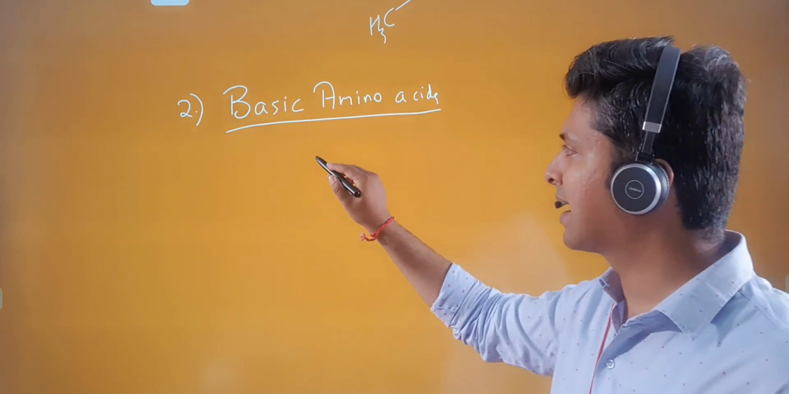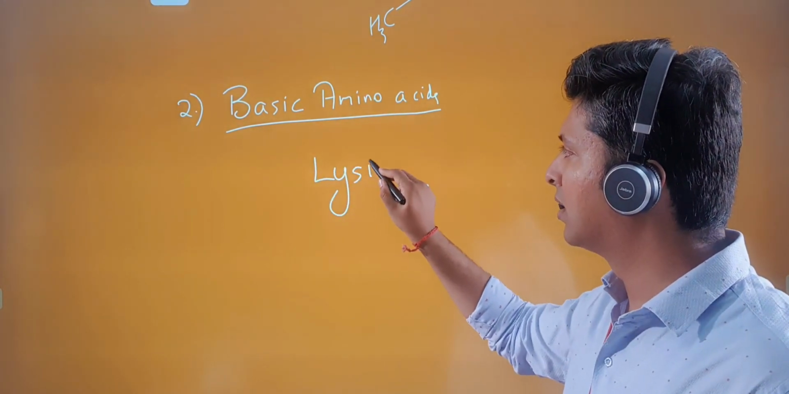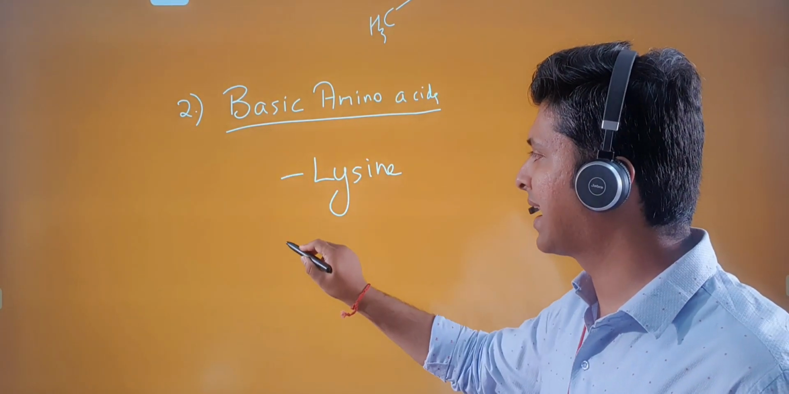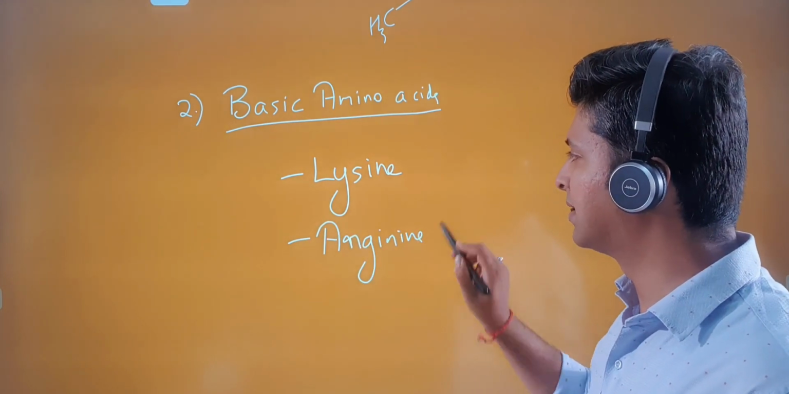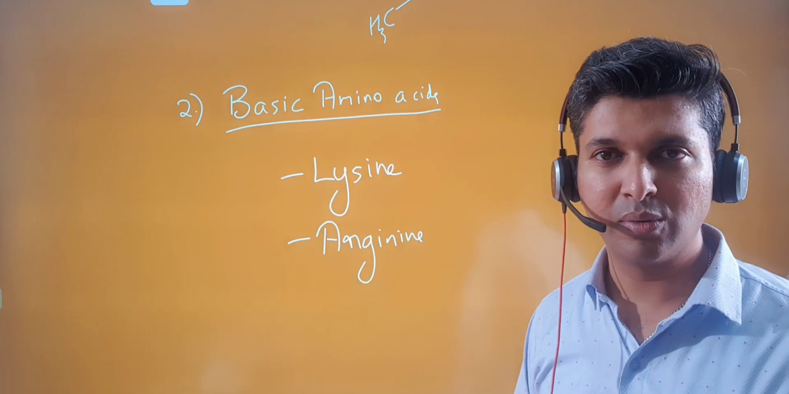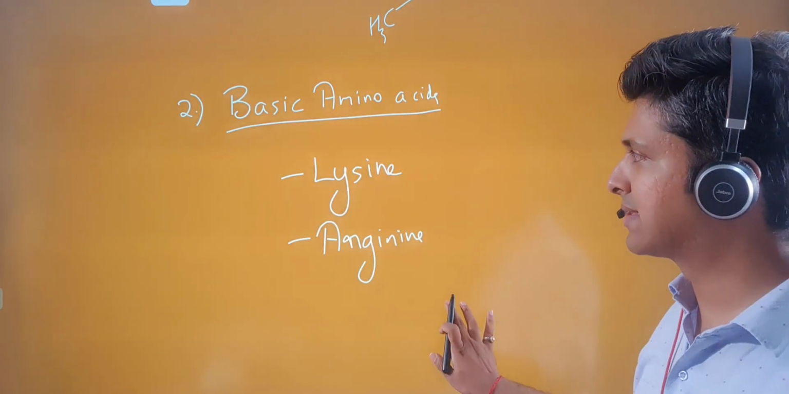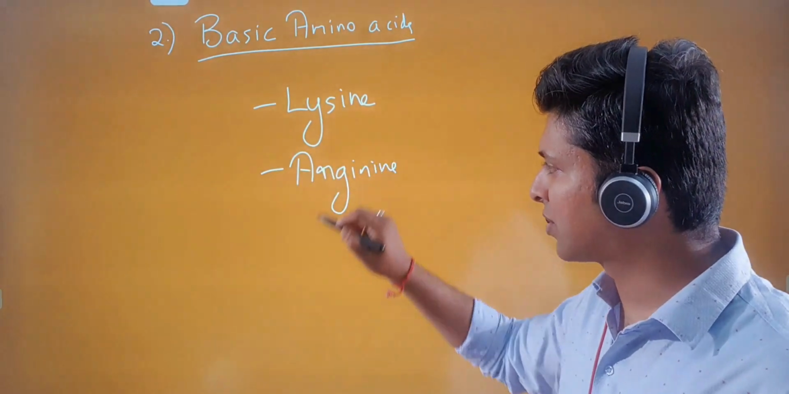लेट अस सी विच आर द एग्जांपल्स ऑफ बेसिक अमाइनो एसिड. देखिए लाइसिन, दूसरा है अर्जिनिन. These are the basic amino acids, right? अभी इनके स्ट्रक्चर भी देखेंगे.